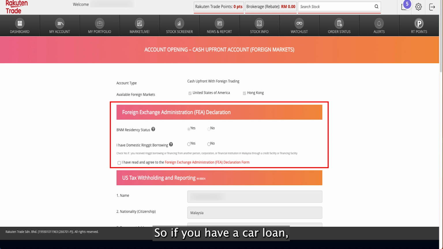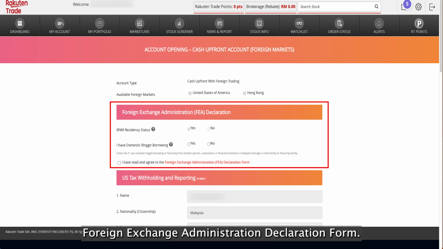So if you have a car loan, housing loan or personal loan from a bank or as explained below, just click yes. If none, then just select no. Then check the I have read and agree to the Foreign Exchange Administration Declaration form.